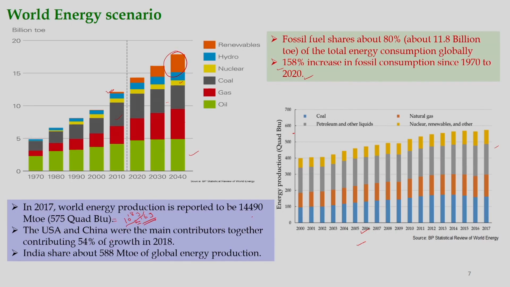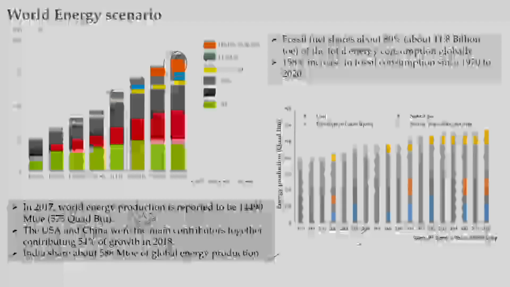The USA and China were the main contributors, together contributing 54% of growth in 2018. Okay. India's share is about 588 million ton of oil equivalent of global energy production, right.